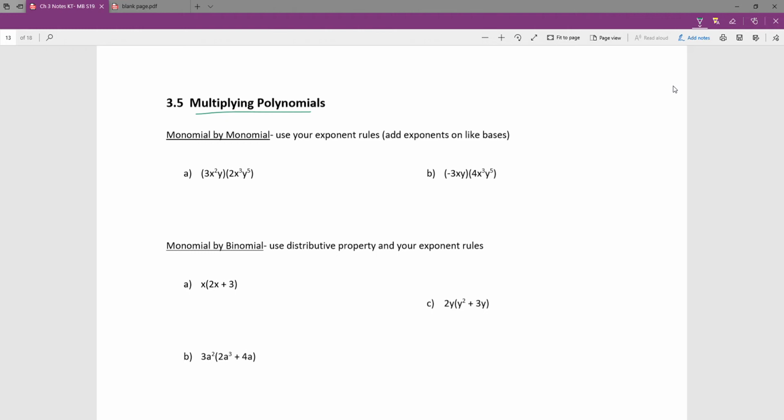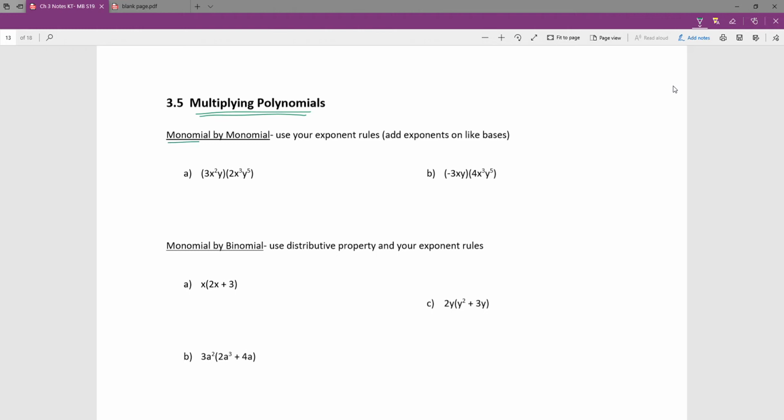So in multiplying polynomials, this is the third time that you've seen things like this. We saw it once in the exponents when we were introduced to that, and then the next time when we did the exponent laws, and now we're going to call it by a different name, but we're doing exactly the same thing. So you already know what to do with these.